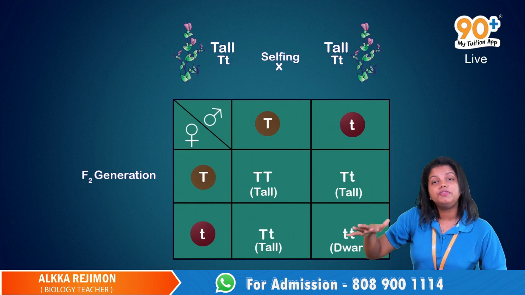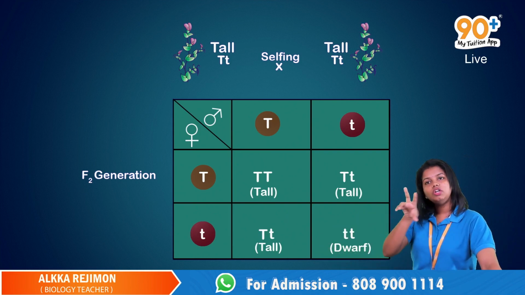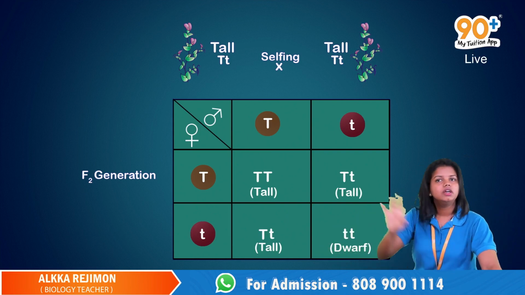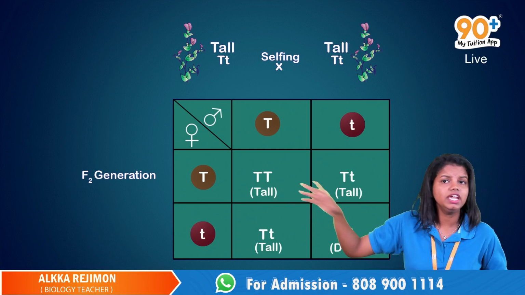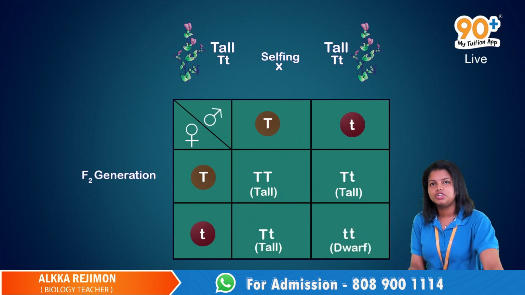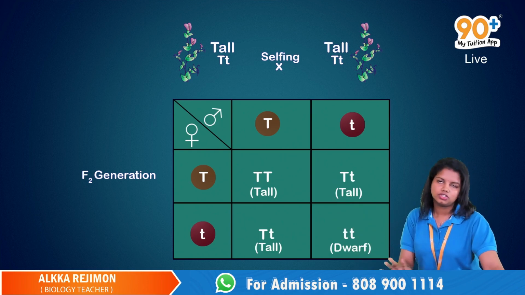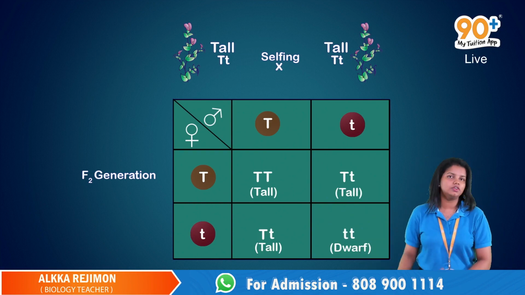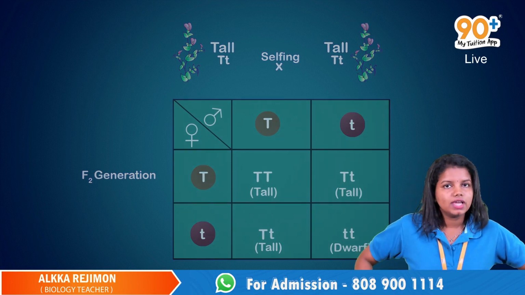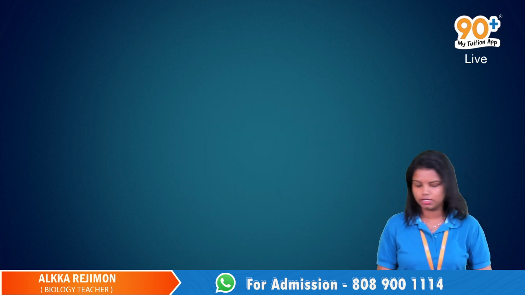Now look into the phenotype. How many types of physical appearance can you see here? There are only two types of physical appearance, right? One is the tall and the second one is the dwarf. So you can say that 3:1 phenotypic ratio can be seen here. 3 tall, for that 1 dwarf. So that is the phenotypic ratio, and 1:2:1 will be the genotypic ratio. Yes sir, thank you. So that's pretty much about the monohybrid cross, the ratio of monohybrid cross and all.